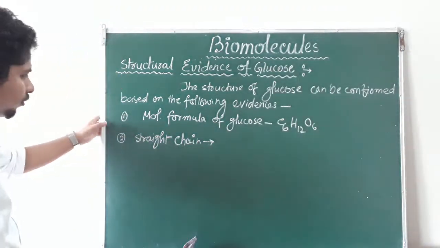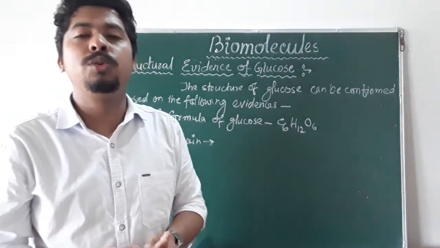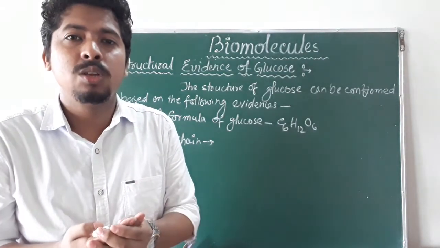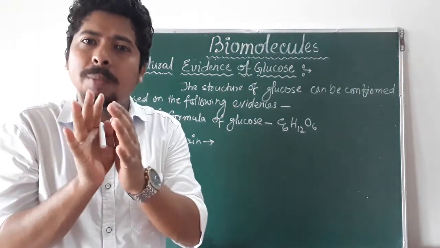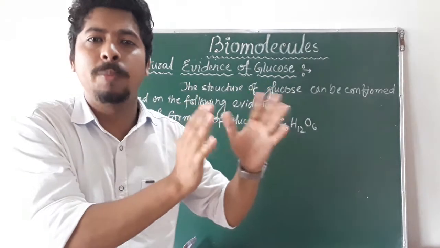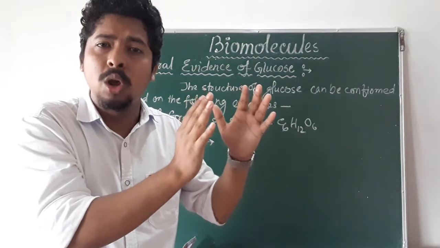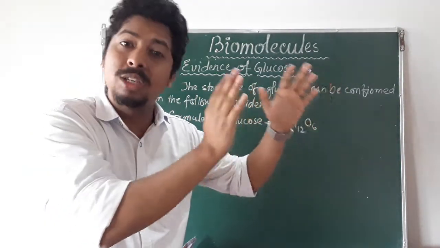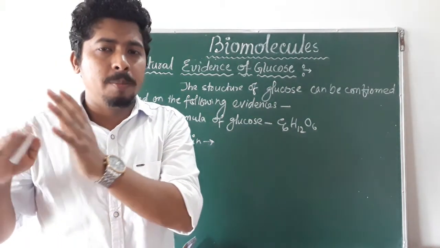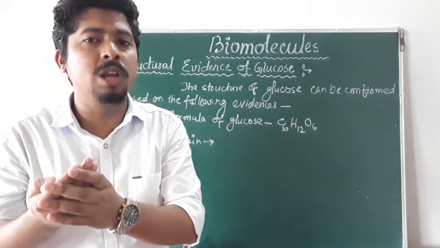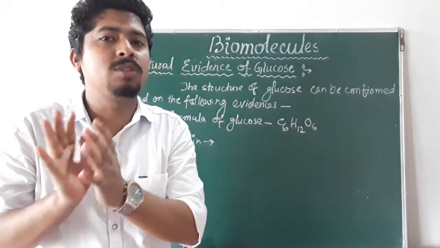First of all, number A: when glucose is reduced with sodium amalgam, which is a reducing agent, it will give sorbitol, a hexahydric alcohol. In the hexahydric alcohol sorbitol, all the carbon atoms are in the straight chain form, which indicates that in glucose also these carbons are in the straight chain form. So by reducing glucose with sodium amalgam, we can confirm that the carbons in the structure of glucose are in the straight chain form.